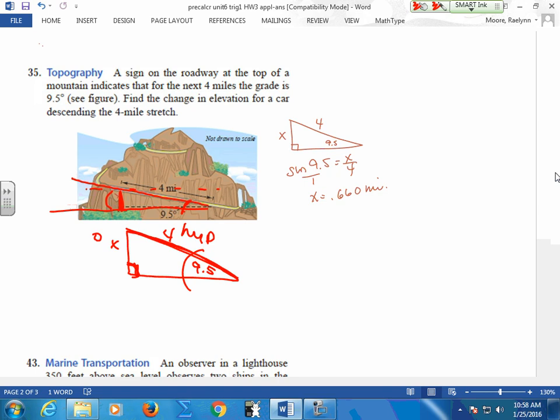Because look at how small your angle of elevation is. It's only about 10 degrees. You certainly don't want to climb something a little steeper, even in your car, right? Make sense?